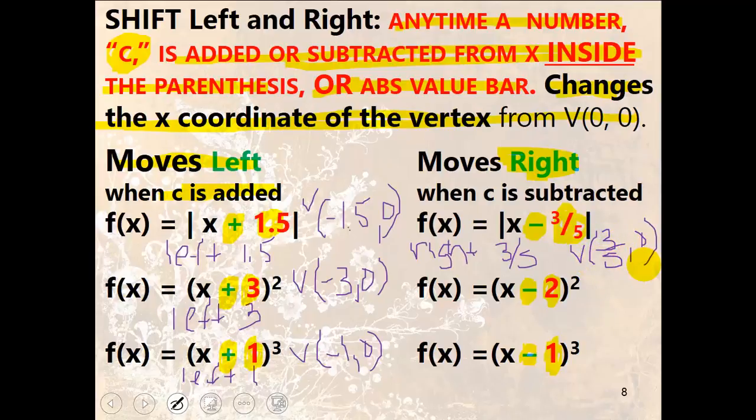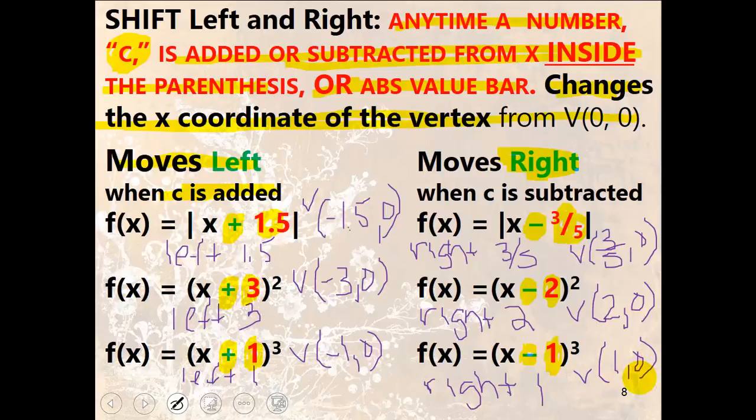I'll tell you what's going to happen to get a change in the y. This is going to be right 2 units. So my vertex is going to be 2, comma 0. This is changing the x-coordinate of the vertex because it's left and right. This is right 1 unit, or my new vertex is 1, comma 0.